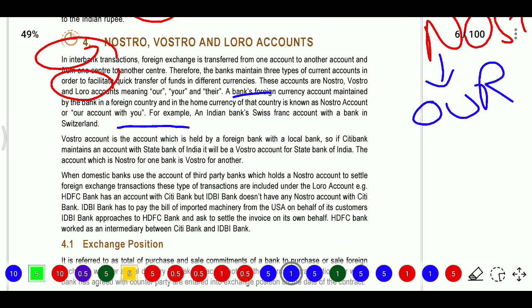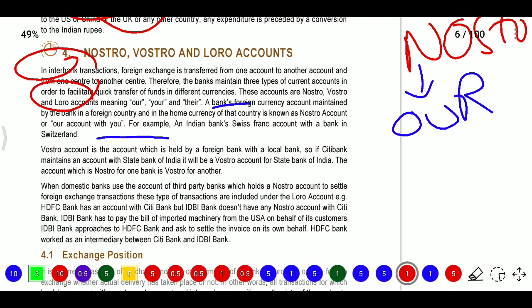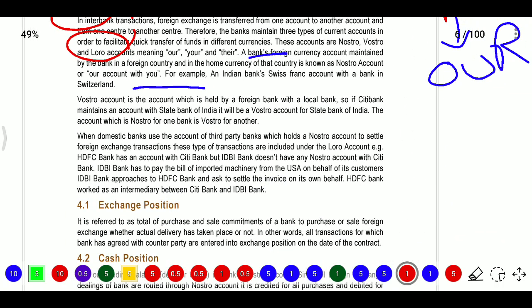Whereas Vostro means yours. Here the account is held by a foreign bank with a local bank. So if Citibank maintains an account with State Bank of India, it will be a Vostro account for State Bank of India. An account which is Nostro for one bank is Vostro for another bank. When it is our account with you, it is Nostro; your account with me, it is Vostro.